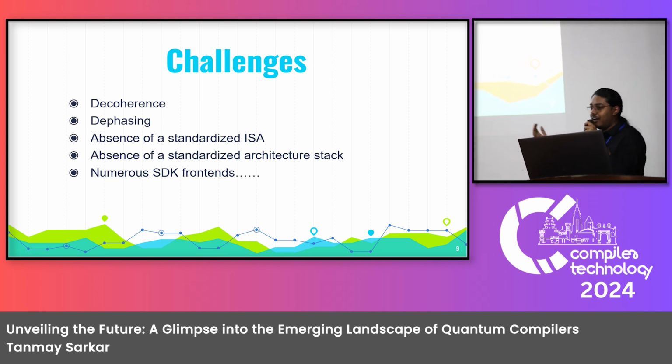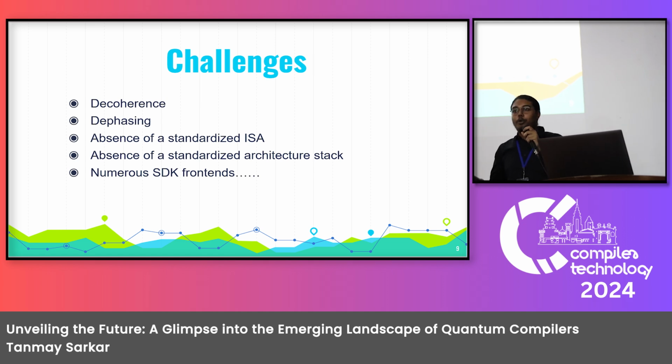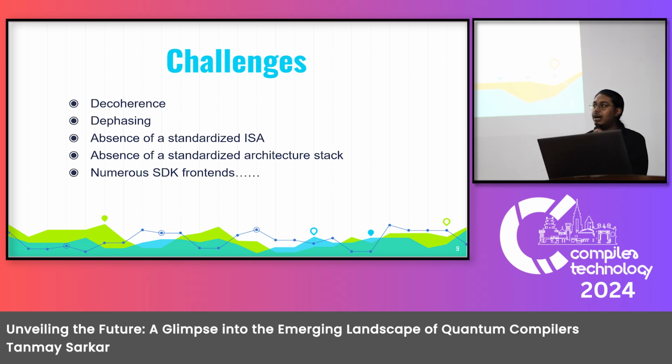Then we don't have a standard ISA. There's a popular ISA or intermediate representation that's used, called QASM. Then Intel has its own ISA, and Microsoft is working on its own ISA. So there are different ISAs.